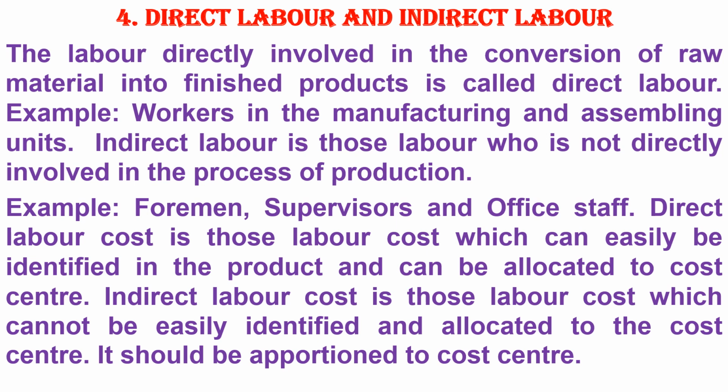4. Direct labor and indirect labor. The labor directly involved in the conversion of raw material into finished products is called direct labor. Example: workers in the manufacturing and assembling units. Indirect labor is the labor which is not directly involved in the process of production. Example: foremen, supervisors and office staff.